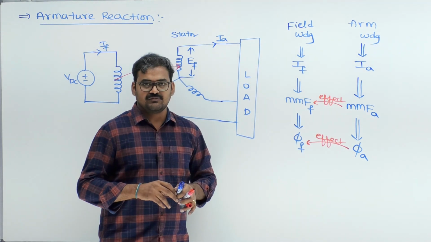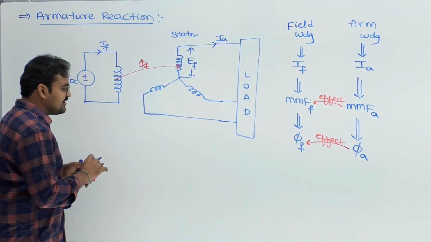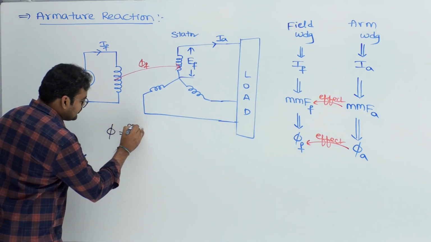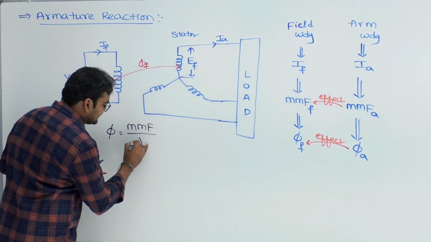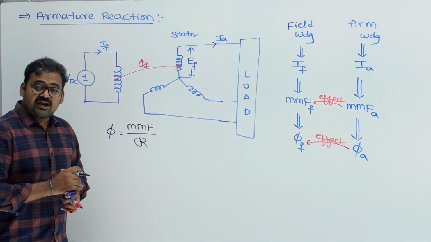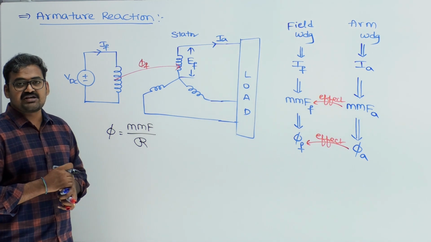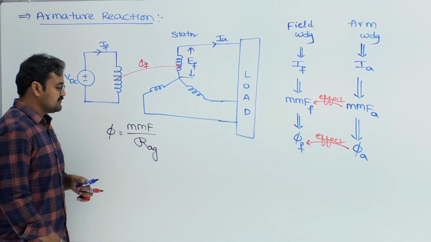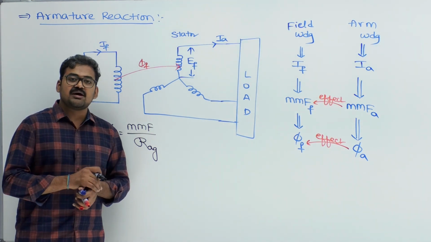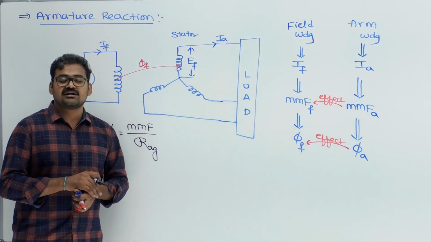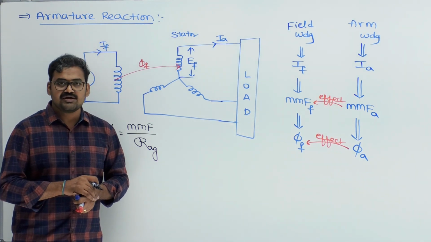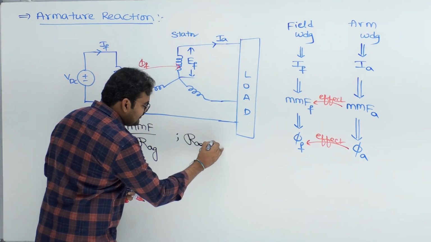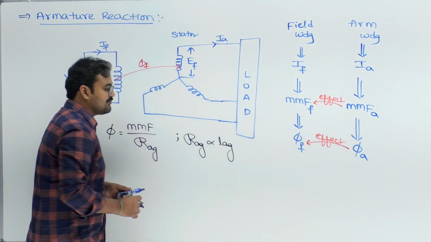MMF and flux. We know the basic relation between flux and MMF, all of us know that, flux is equal to MMF by reluctance, right? But in a rotating electrical machine, the medium between stator and rotor is the air gap. Therefore, this is the reluctance of the air gap. Okay, why is the reluctance of the air gap only written? Because the core medium reluctance is always negligible compared to air gap reluctance. And we also know that air gap reluctance is always proportional to the length of the air gap.